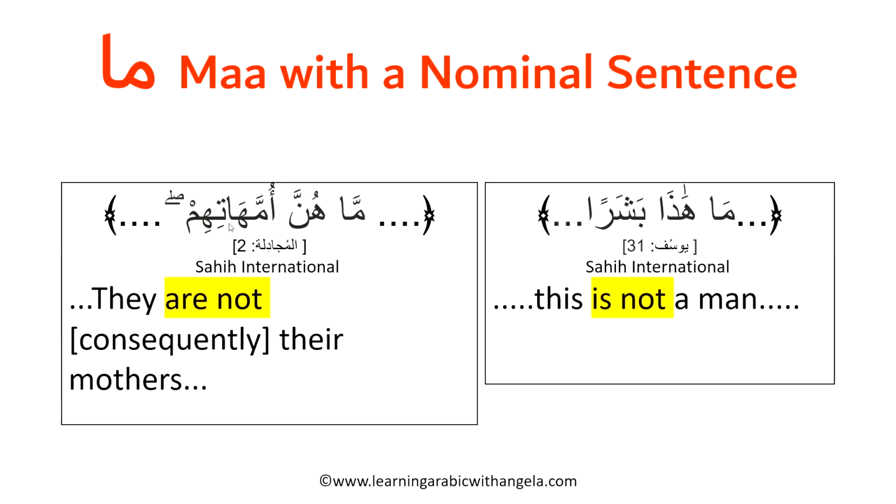ما هن أمهاتهم. They are not consequently the mothers. So same thing over here. We have the ma negation tool, we have al-ism or the subject of ma, and we have the predicate. So very straightforward.